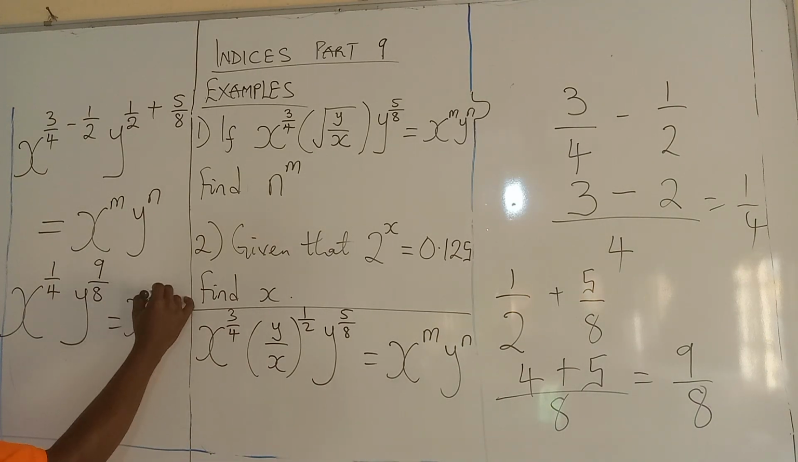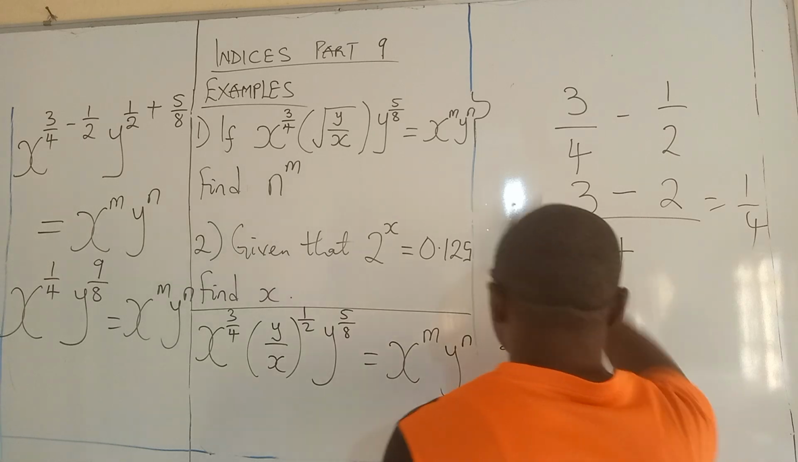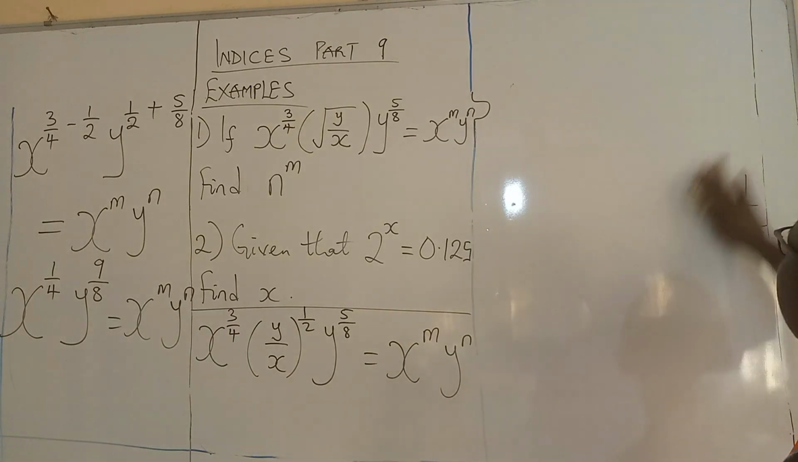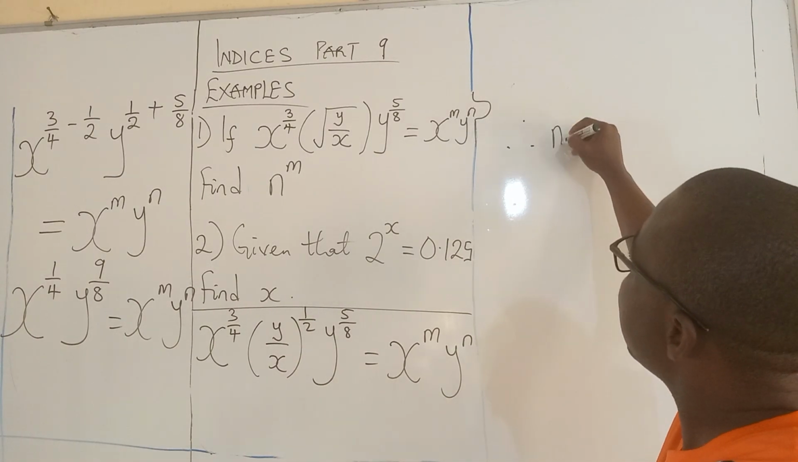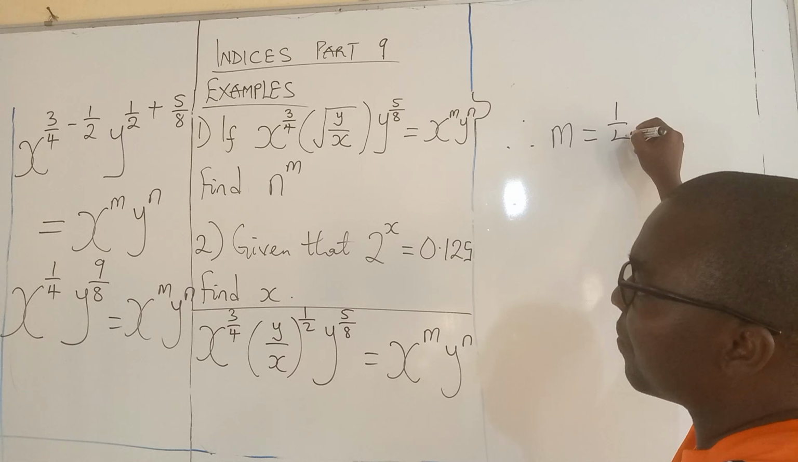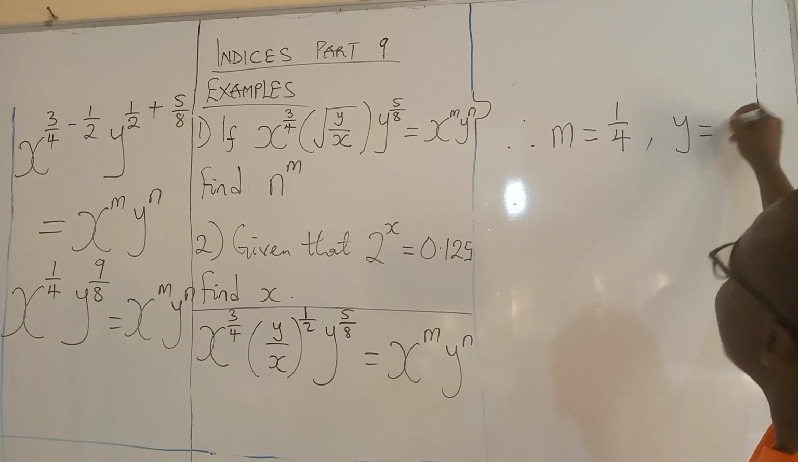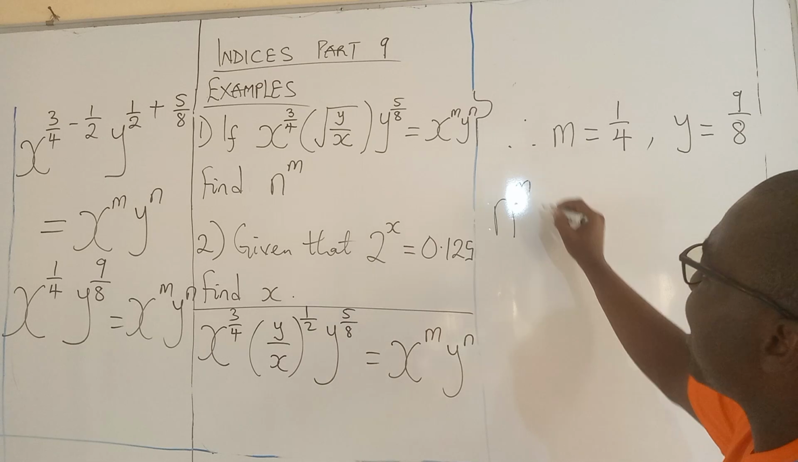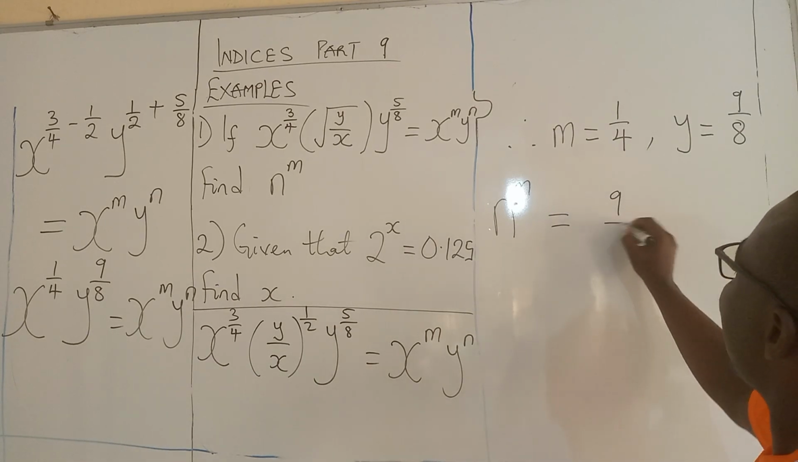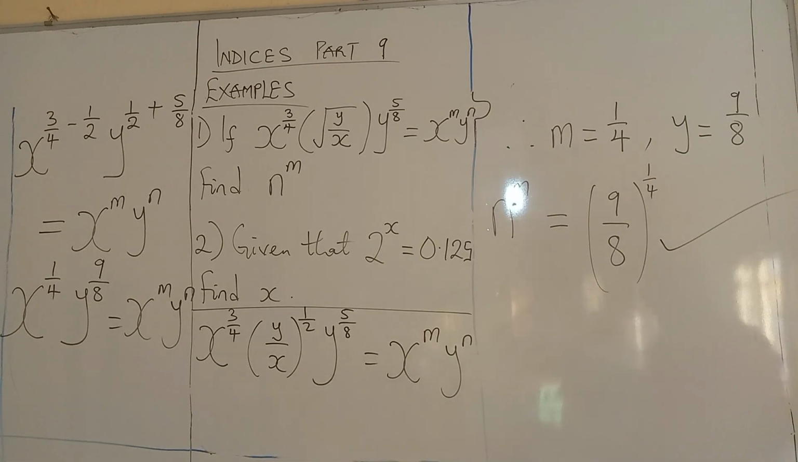And that's equal to x raised to power m, y raised to power n. So at this point, we can compare the left-hand side and the right-hand side. If you compare the left-hand side and the right-hand side, you see that m is equal to 1 over 4, and then n is equal to 9 over 8. And we were asked to find the value of n raised to power m, which therefore means that this will be 9 over 8 raised to the power of 1 over 4. That's the answer to that question.